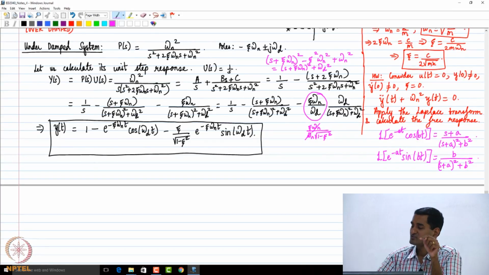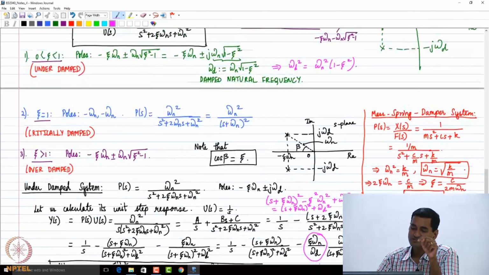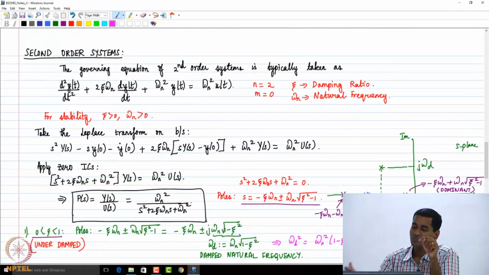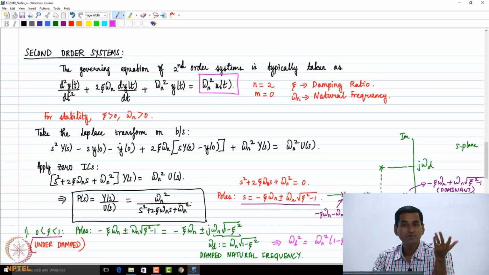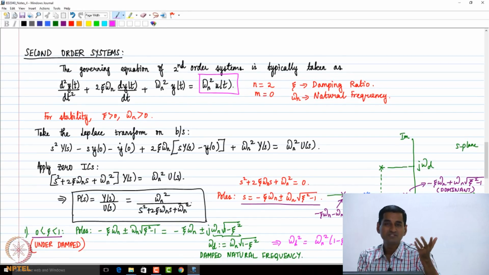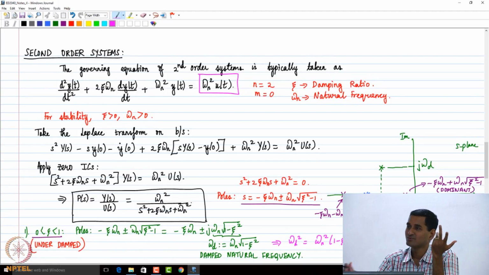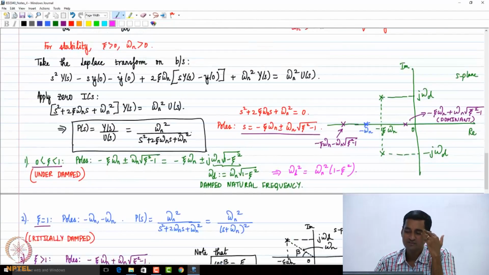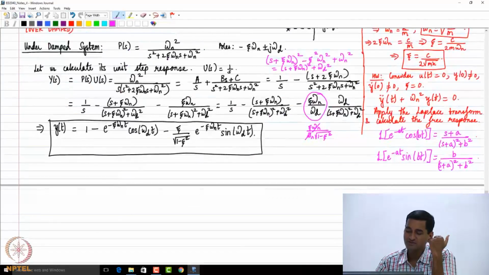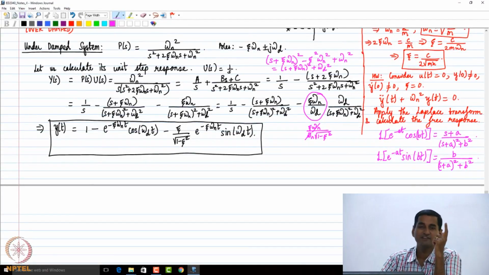That's why we had this omega n squared u. People may wonder, why are we having omega n squared u on the right hand side rather than u of t? It is just to scale the final value to 1, nothing more than that. You can just have u of t also; then the final value will go to 1 by omega n squared. That's not a problem for us. We just wrote omega n squared u of t as a convention to make the final value 1.